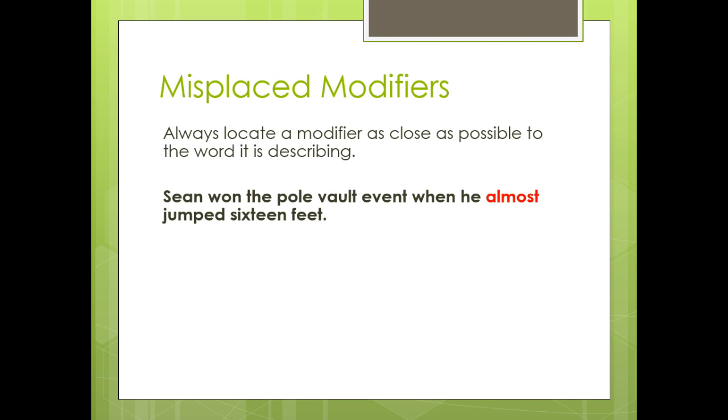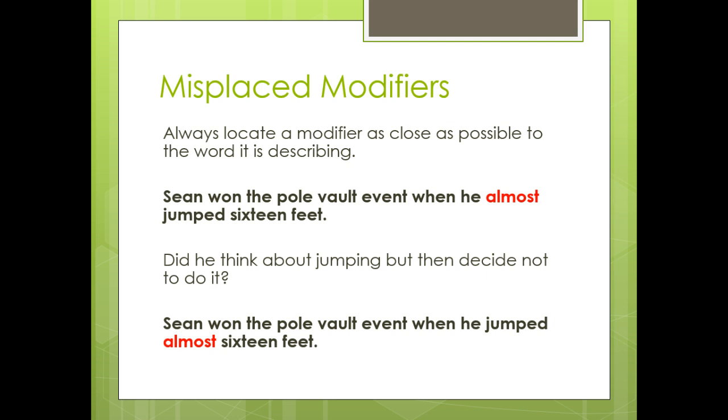Okay, so here's another example that may be confusing. Sean won the pole vault event when he almost jumped 16 feet. Well, that brings up the question, did he think about jumping but then decide not to do it? He almost jumped? It's clearer when it's worded this way. Sean won the pole vault event when he jumped almost 16 feet.